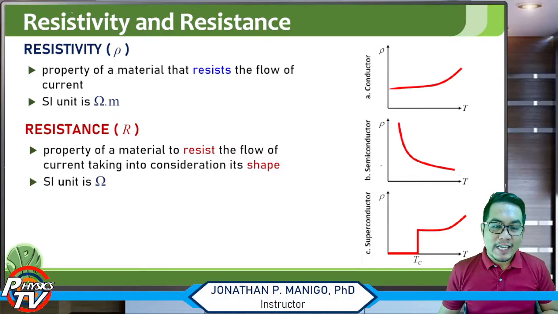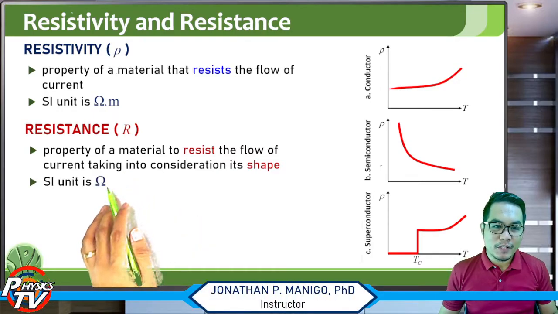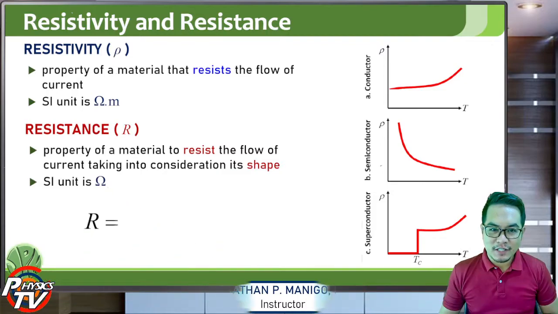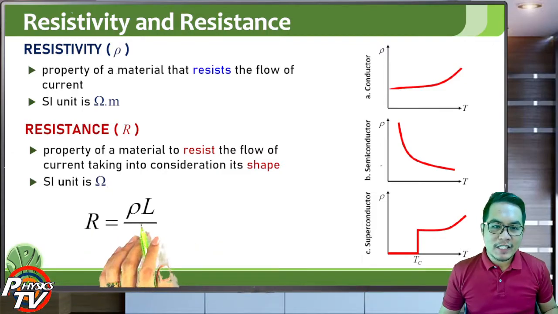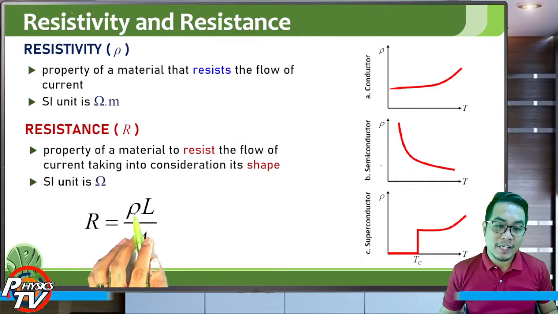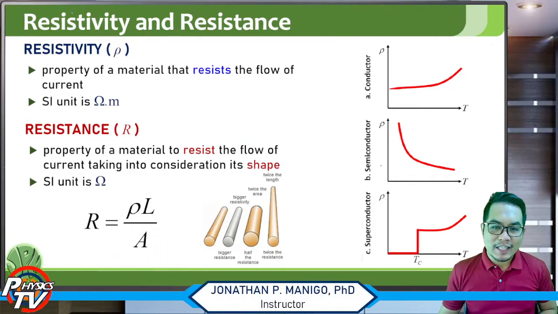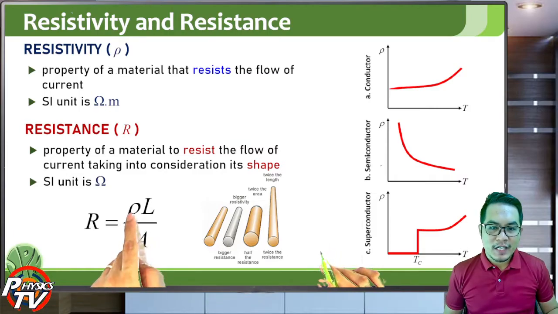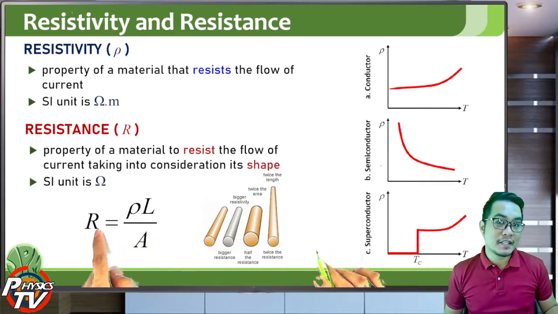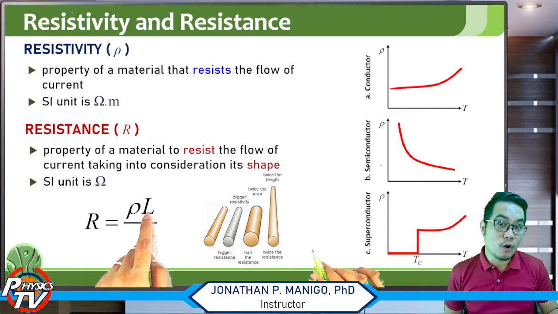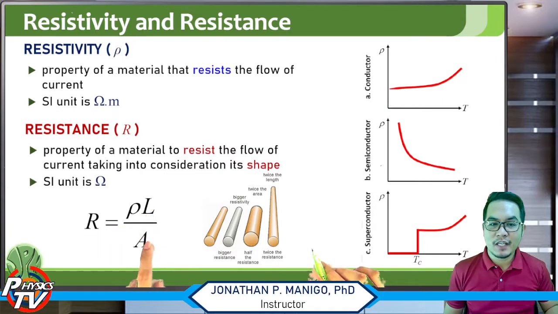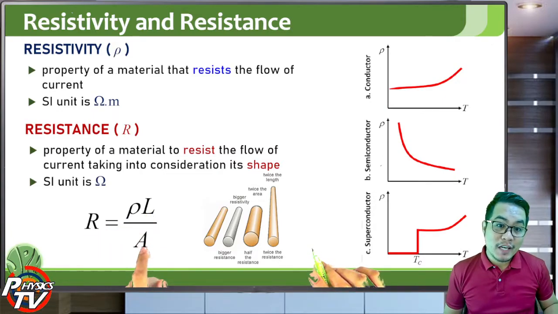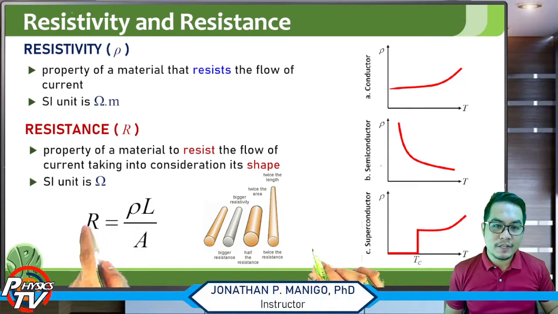So the SI unit is ohm. The ohm is the SI unit for resistance. The resistance depends on the resistivity, the length of the material, and the cross-sectional area of the material. If you will notice, the higher the resistivity, the higher the resistance. The longer the length of the material, the higher the resistance. The higher the cross-sectional area of the material, the smaller the resistance, since this is inversely proportional.